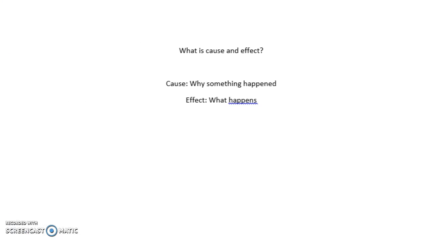All right. So I tried to break it down for you to make it a little easier. The first thing I think you need to understand is what is cause and what is effect. Real quick, a cause is why something happened. And then the effect is what happens. And then after that, you have triggering events, so things that happen from the effect. Okay?